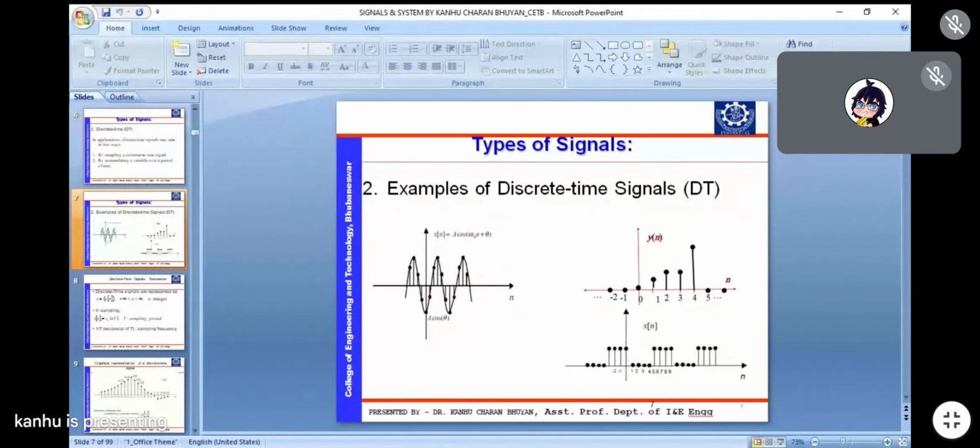Similarly, in discrete also there are standard signals: unit sample, unit step, unit ramp. Parabolic is also standard, but we are not using it. Normally we are using unit sample, unit step, unit ramp. Okay.